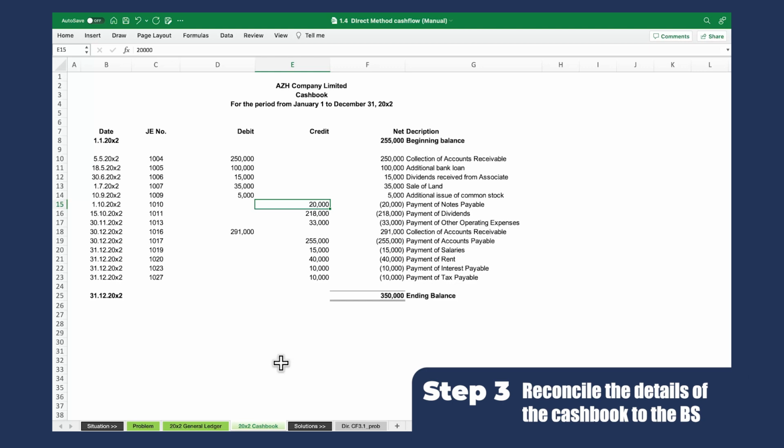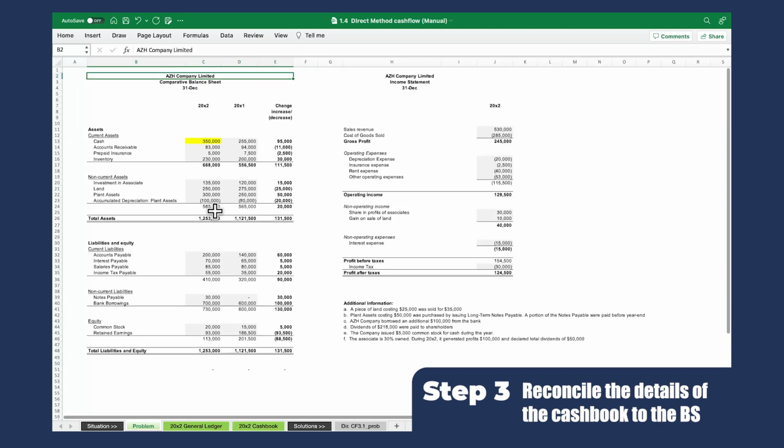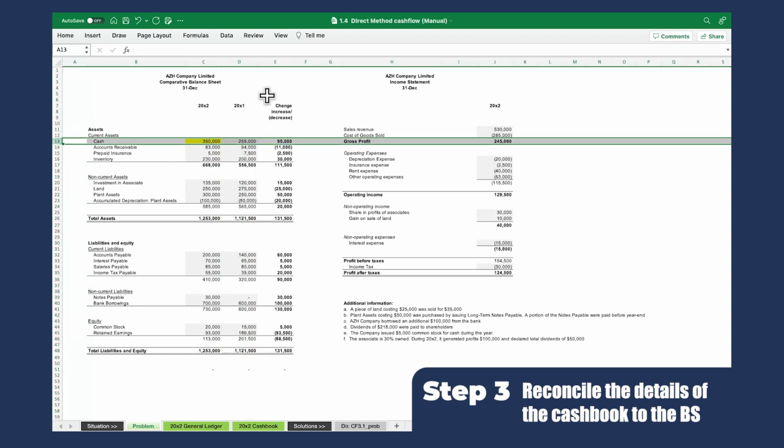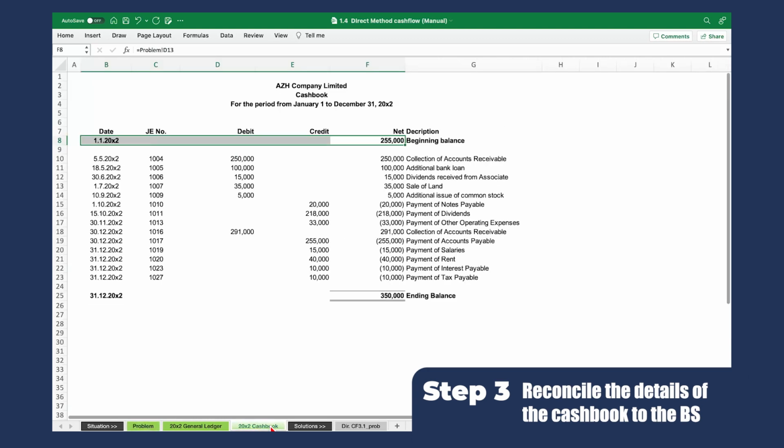Number 1, check the beginning balance of the cash book or bank statement if it agrees to the ending balance of last year. In this case, we have 255,000 of beginning balance on January 1, 20x2. Let us go to the problem. Here, in 20x1, the ending balance of cash is 255,000, which is exactly the same as the beginning balance in our cash book.